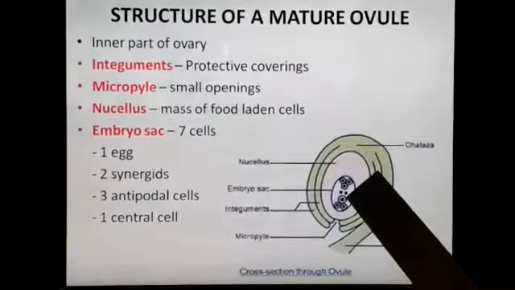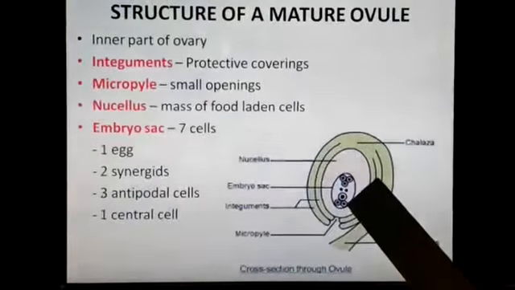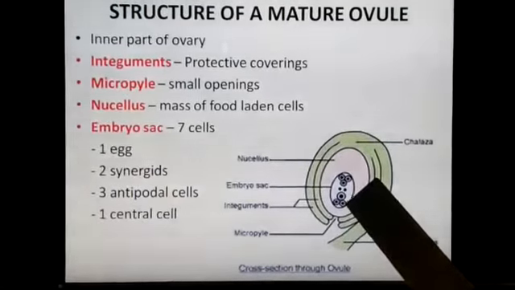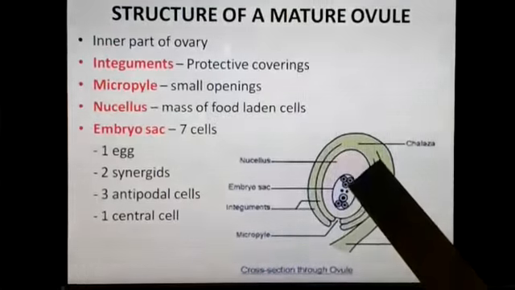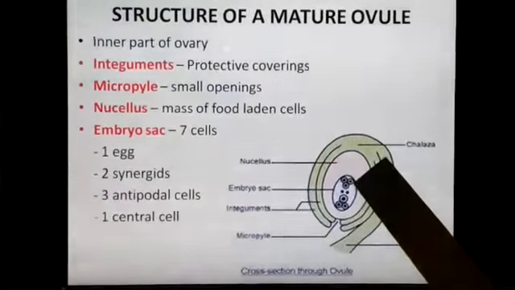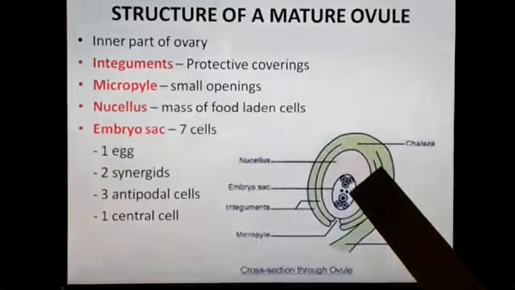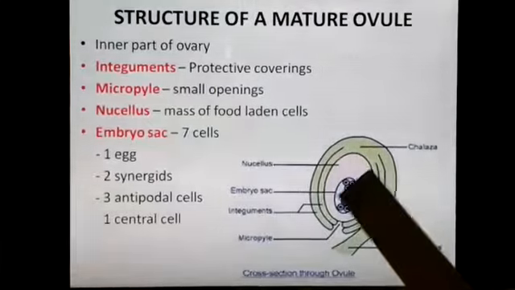You see here in the figure, the larger cell is the egg, and the 2 cells on either side of the egg are called synergids. Synergids keep the egg in place. At the chalazal end are 3 antipodal cells. At the center of the embryo sac is a central cell which contains 2 polar nuclei.